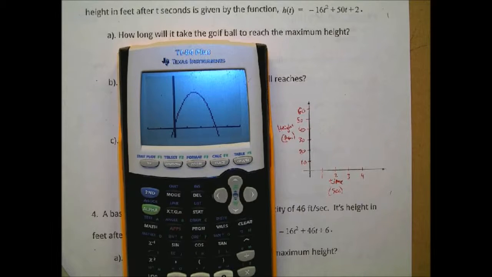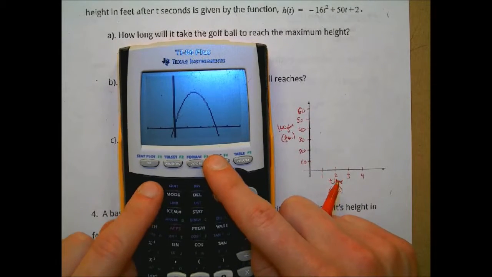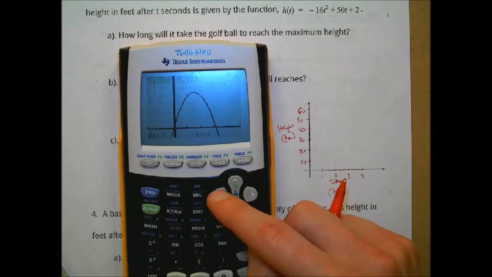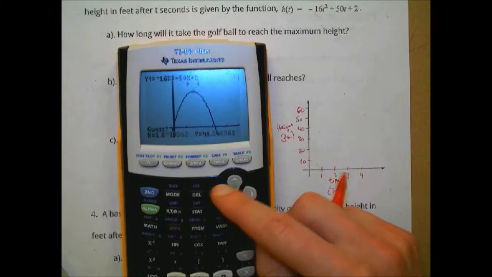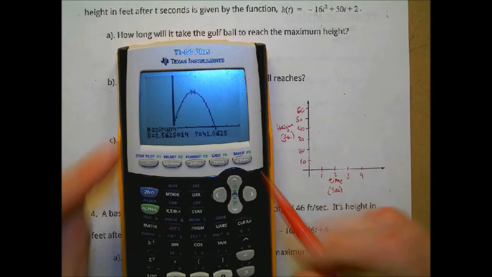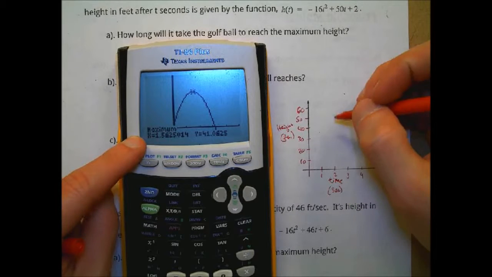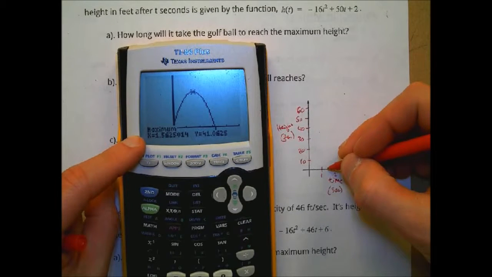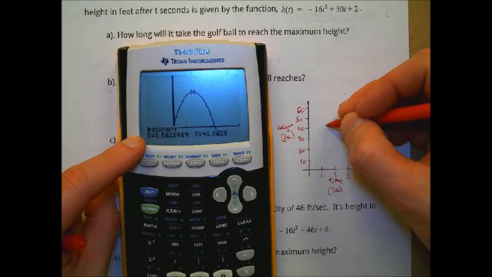I'm going to go ahead and find the vertex. So second trace, maximum. Go to the left, hit enter. Go to the right, hit enter. Go in towards it, hit enter. Okay, not super nice numbers. 1.56 and 41.06. So 1.5 is here, so a little bit more. And then 41, a little bit right there.